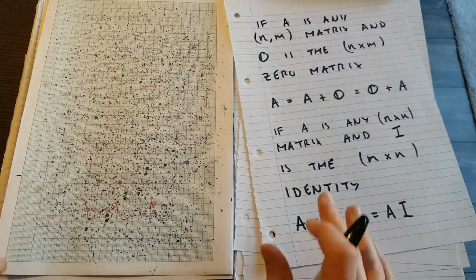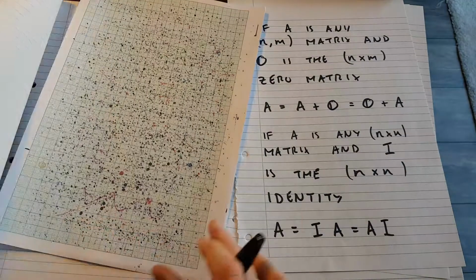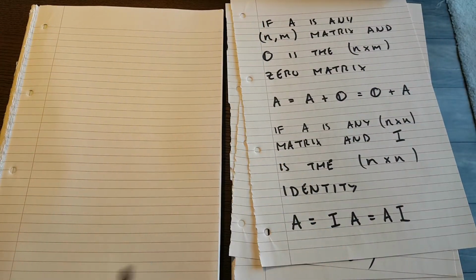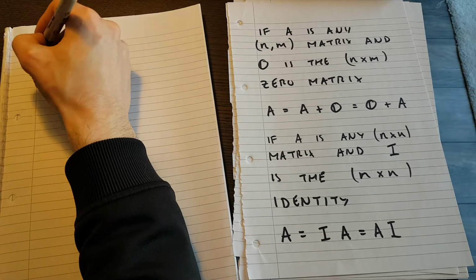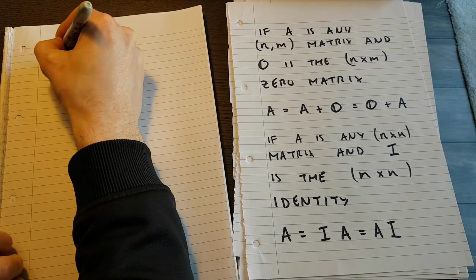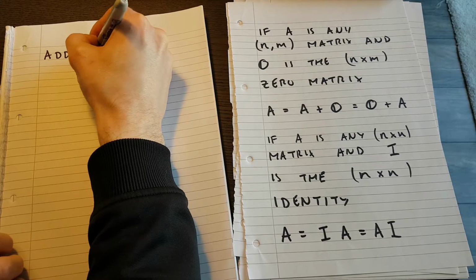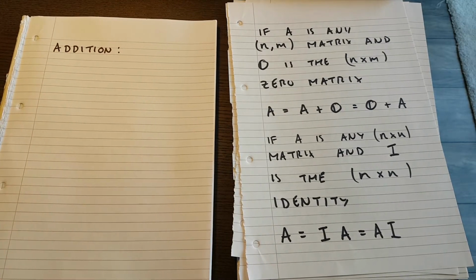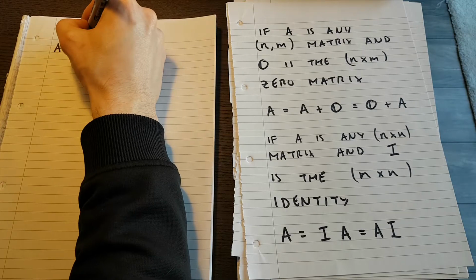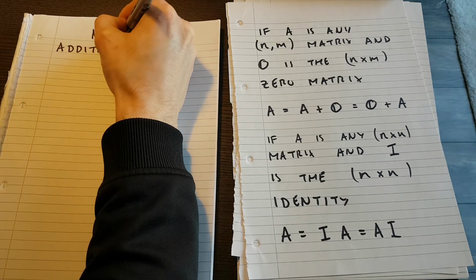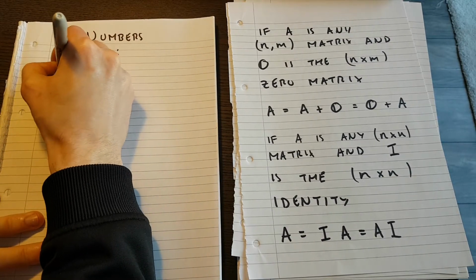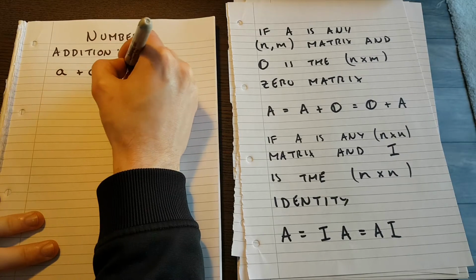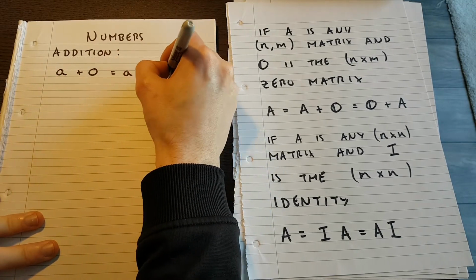Okay, so that leads us to something pretty important, which is the idea of determinant. I should say, we have addition, and we have multiplication. So what's the general pattern just for numbers? Okay, addition. Say we have A, and we add 0 to it. That's the same as A, which is the same as 0 plus A.